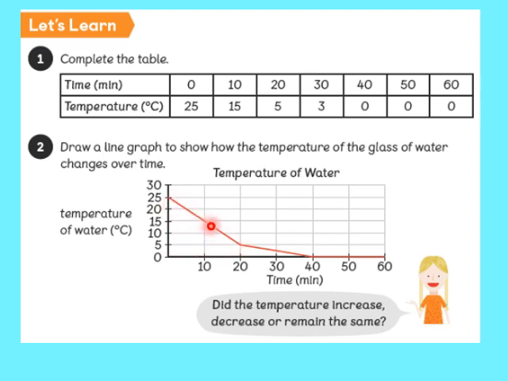And then all of these points have been joined up with a line, and that can show us a trend or a pattern. And Hannah asks, did the temperature increase, which means goes up, decrease, which means goes down, or remain the same? What do you think?